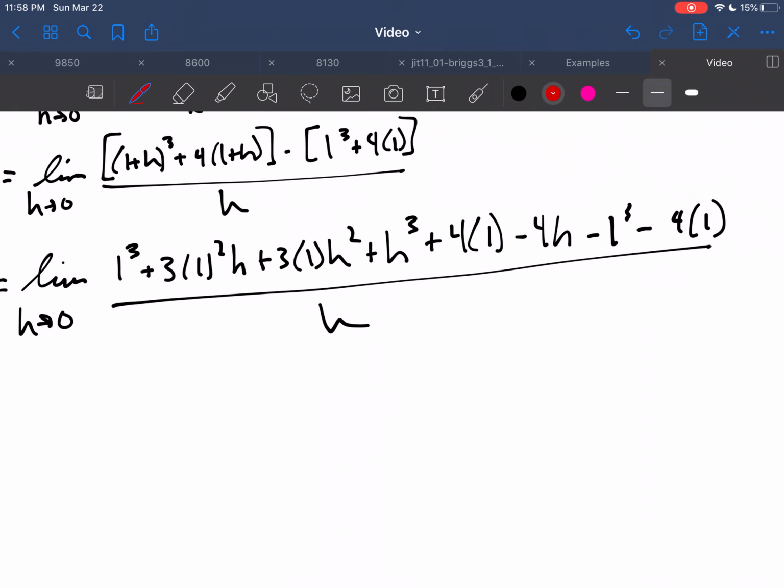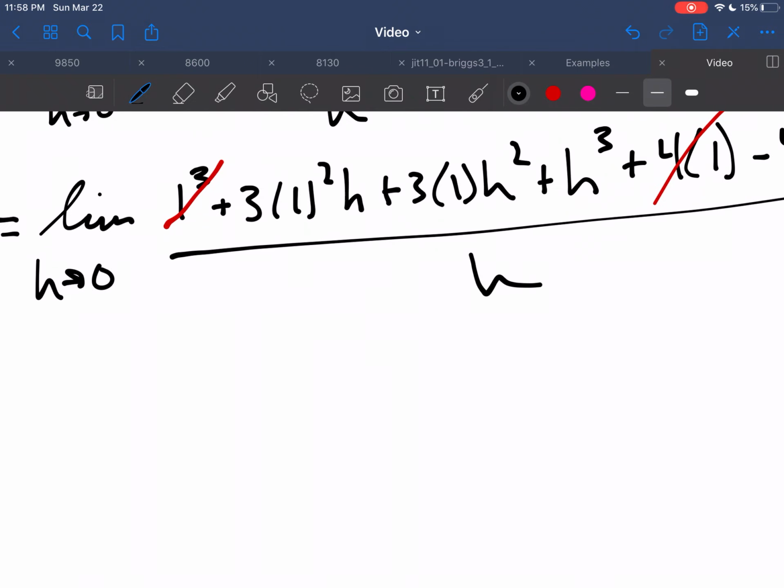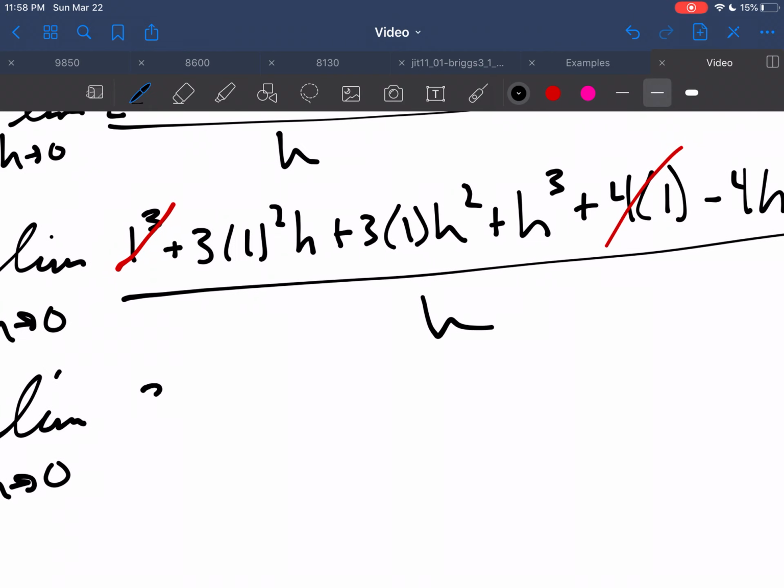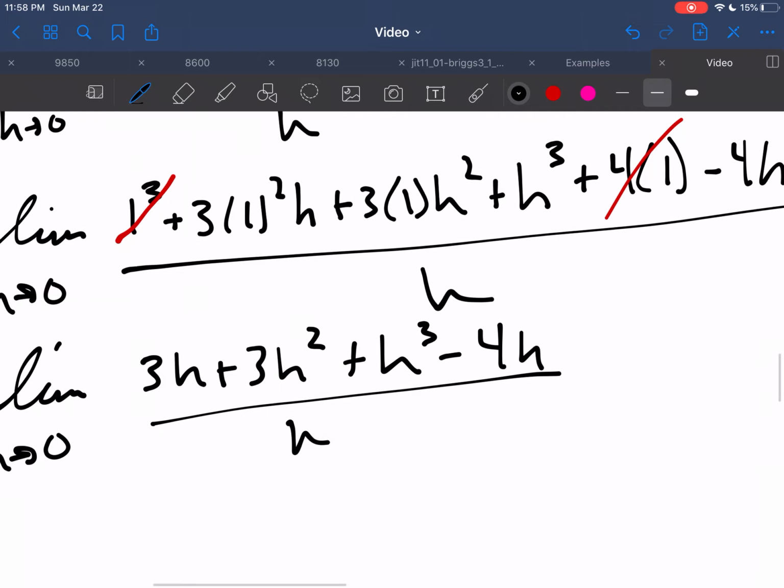And so if I look at it, I've got a 1 cubed here that's positive and a 1 cubed here that's negative, and a positive 4 times 1 and a negative 4 times 1 that will cancel for me. This leaves me with the limit as h approaches 0 of 3h plus 3h squared plus h cubed minus 4h, divided by h.